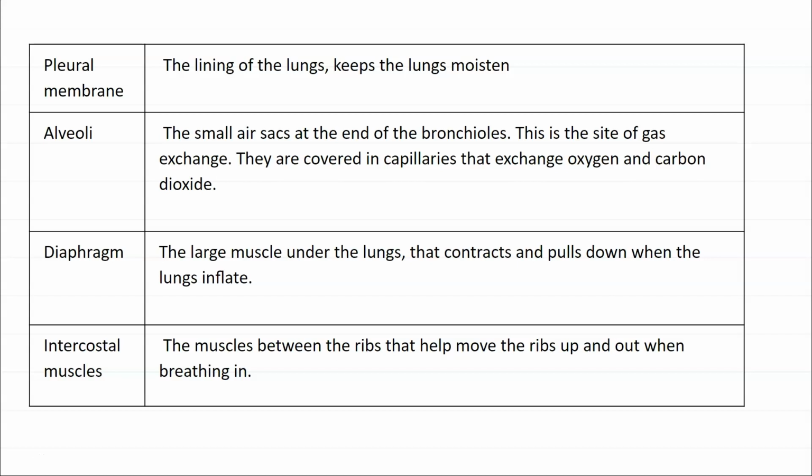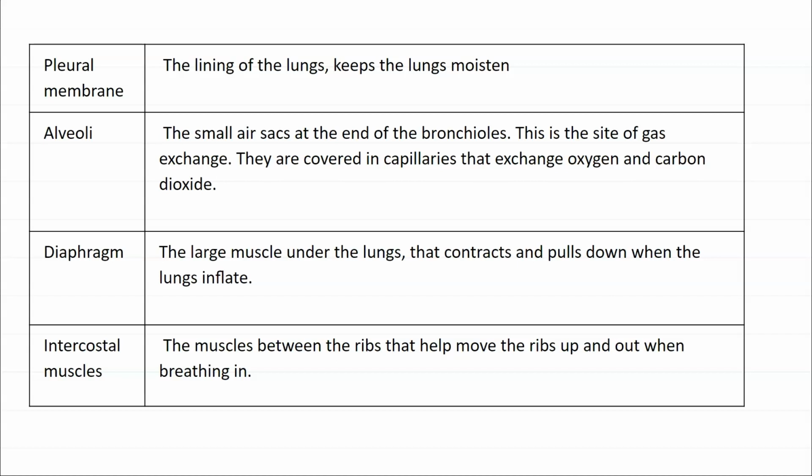The diaphragm is probably the most important part of the story, or one of the most important parts of the story. It is the reason why you can breathe in, because it's a muscle. And as a muscle, it contracts and pulls down so that it can give room for your lungs to inflate. If we couldn't move the diaphragm, our lungs wouldn't be able to inflate very much.